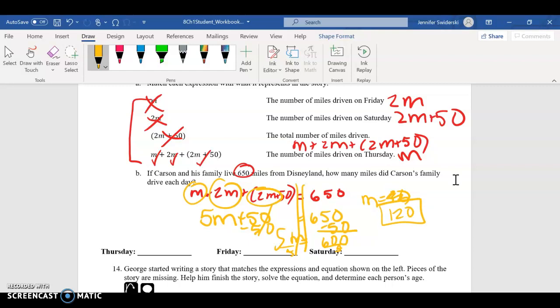Well, if m equals 120, up above we said m was the number of miles they drove on Thursday. So Thursday, they drove 120 miles. Friday was 2m. So what's 2 times 120? Well, that would be 240, because 120 times 2 is 240. And then Saturday, they drove 50 miles more than that. So I'm going to add 50 to 240. You get 290 miles.